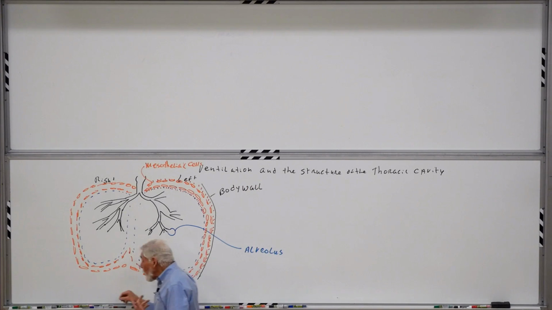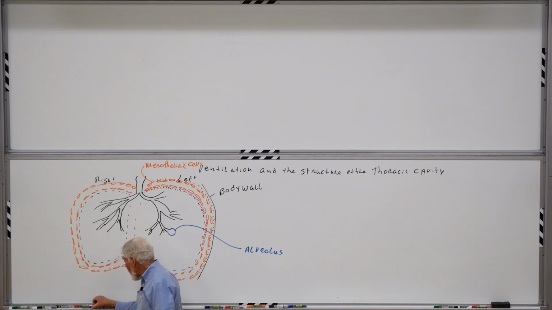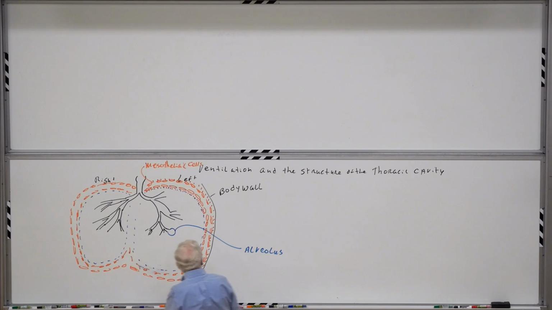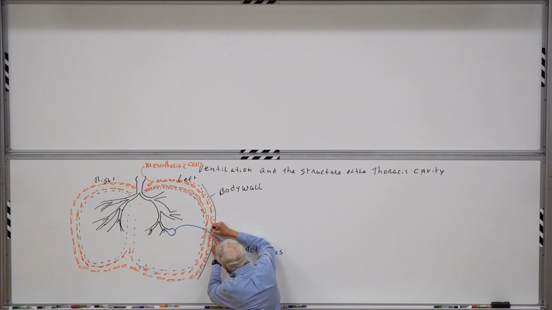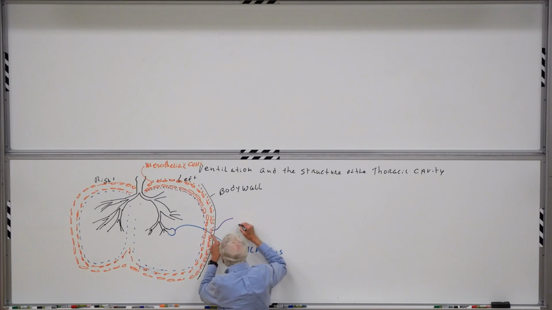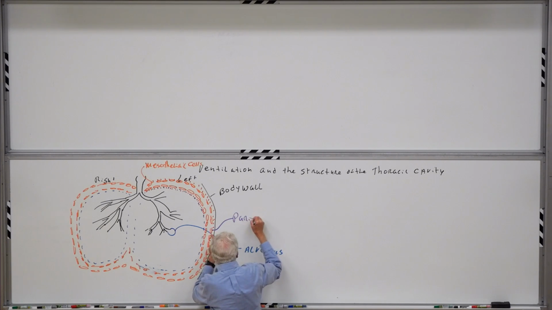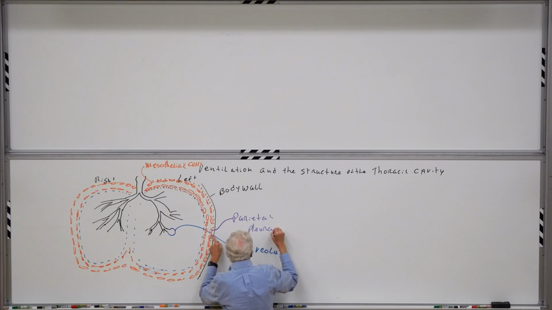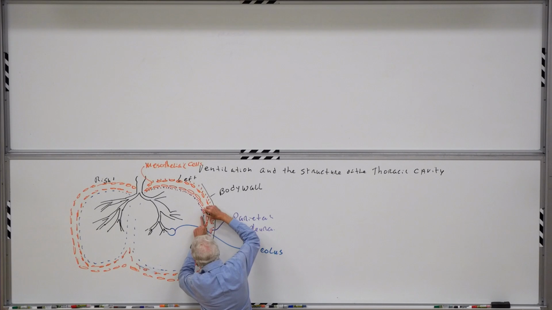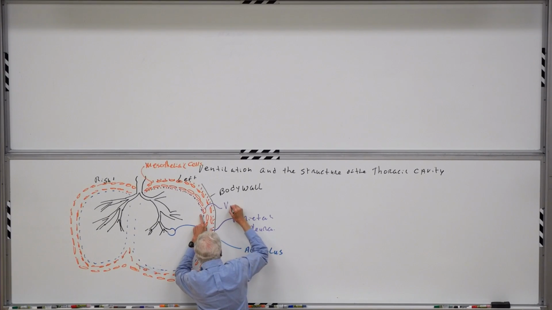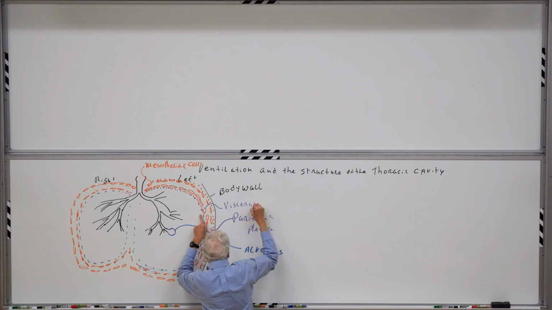This gives rise to a little more nomenclature, where this layer of mesothelial cells attached to the body wall is said to be the parietal pleura. And this layer of mesothelial cells attached to the lung itself is called the visceral pleura.